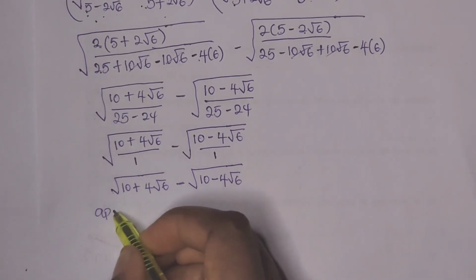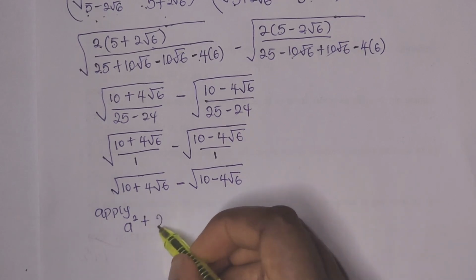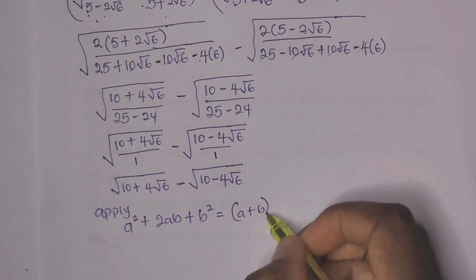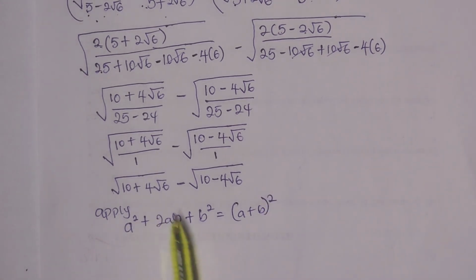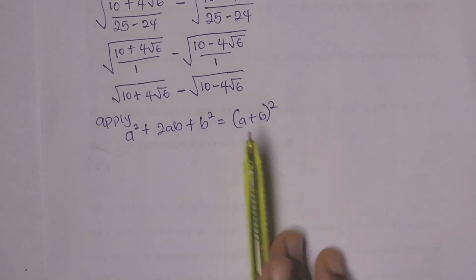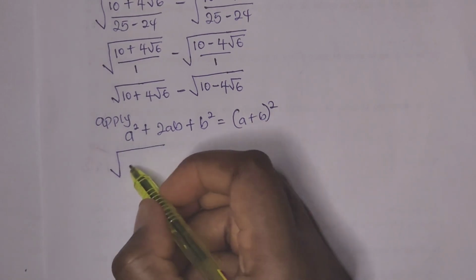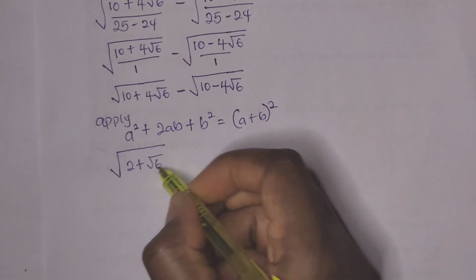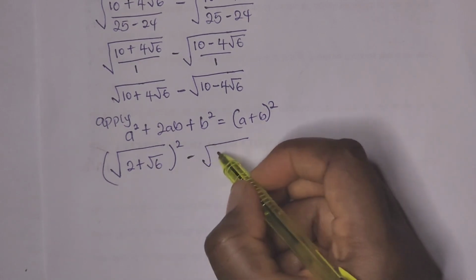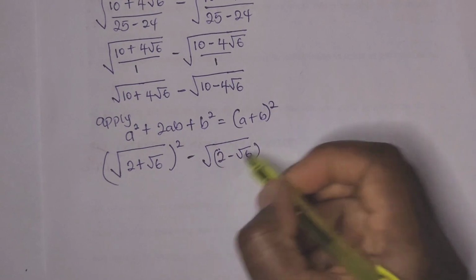So applying a squared plus 2ab plus b squared equal to a plus b all squared, when we apply this on this problem, we then have the square root of 2 plus root 6 all squared, minus the square root of 2 minus root 6 all squared.